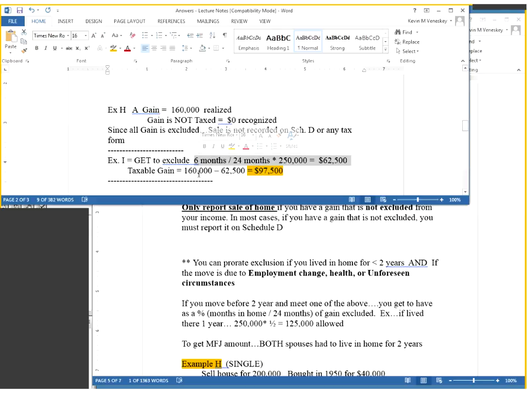So instead of having a realized gain of $160,000, you would have a recognized gain of $97,500. So I'll put that here. $160,000 is the realized, $97,500 is the recognized gain.